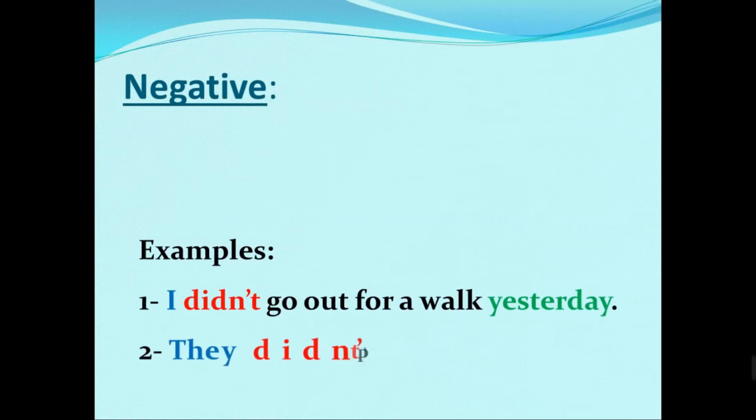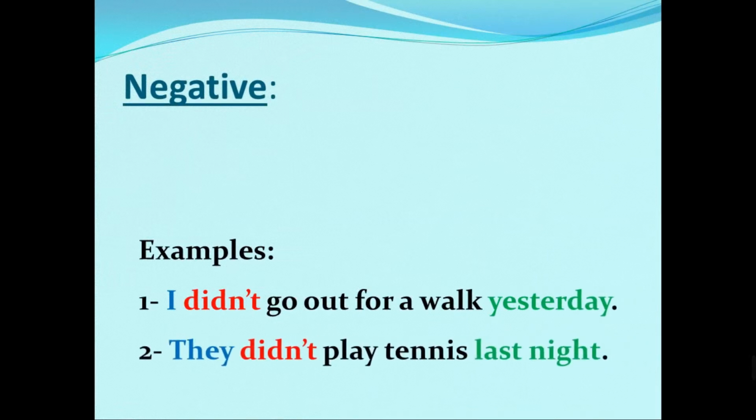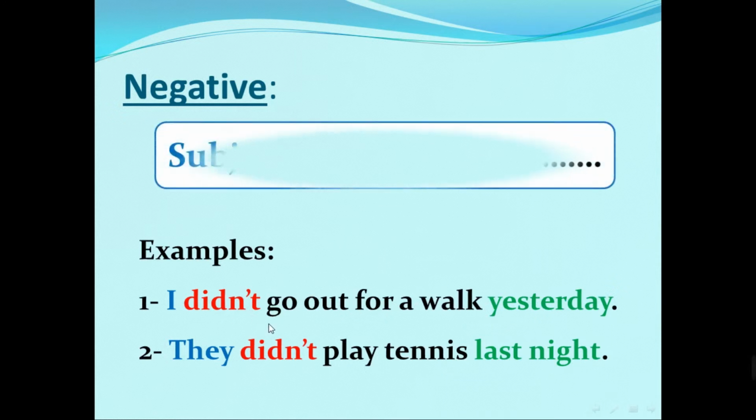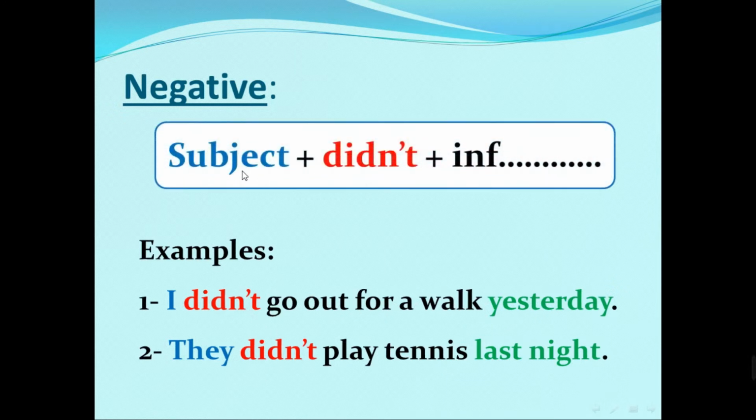Now, let's see the form of the negative in the past simple tense. Here we have some examples. I didn't go out for a walk yesterday. They didn't play tennis last night. The rule will be subject or any pronoun like I, they, we, you, he, she, it, or anything, plus didn't, plus infinitive.